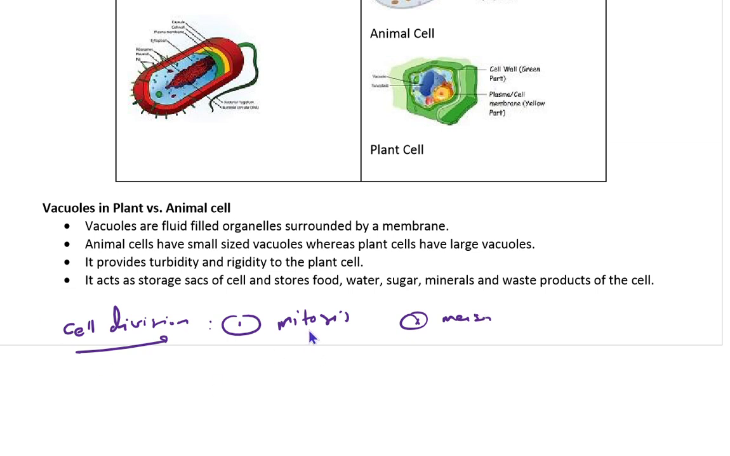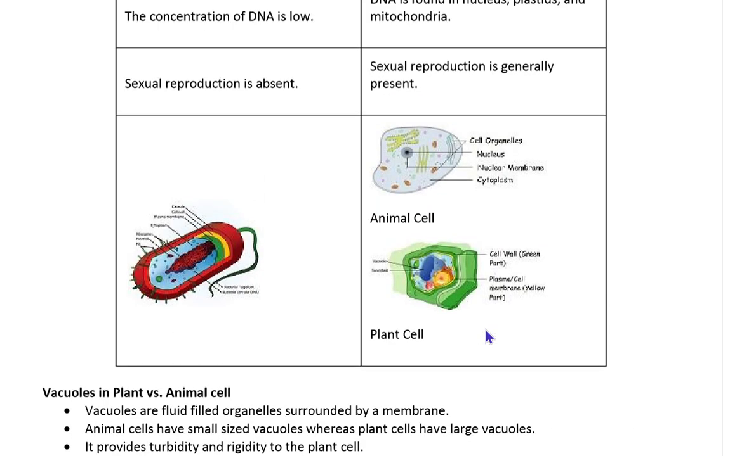In mitosis, a single cell divides to form two new daughter cells with the same number of chromosomes. The process is called mitosis. In meiosis, a single cell gets divided into two cells and afterwards divided into four cells with half the number of chromosomes. The process is called meiosis. So mitosis happens generally in reproduction, and meiosis happens in the growth and development of the organism. So I hope what we discussed is very clear to you.